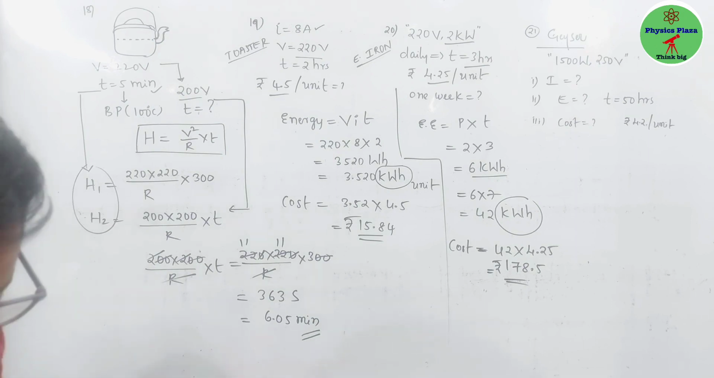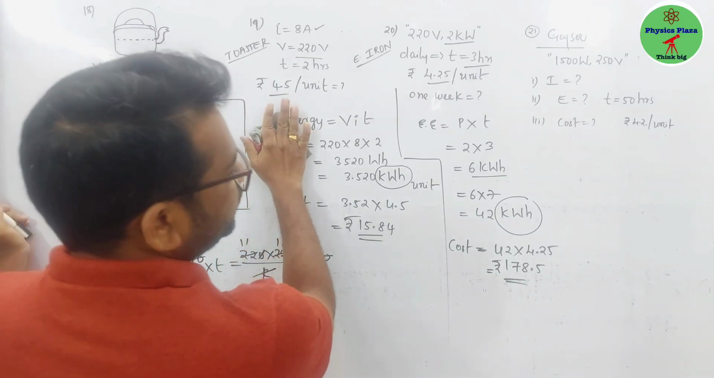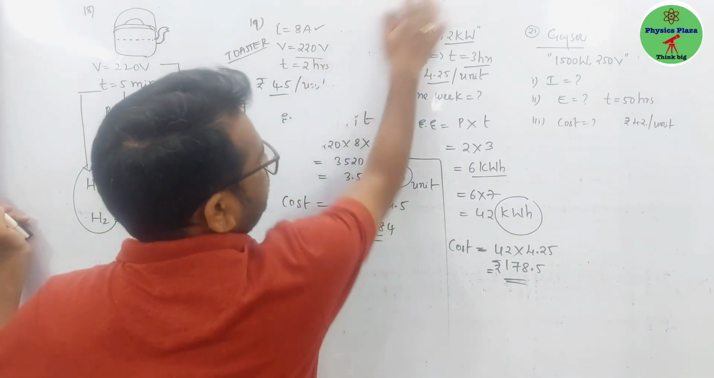Can I erase this? Are you able to see? I think today my marker is writing very light. Please adjust. Okay? 3, 2, 1, go. Yeah.